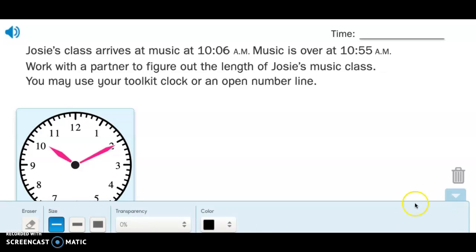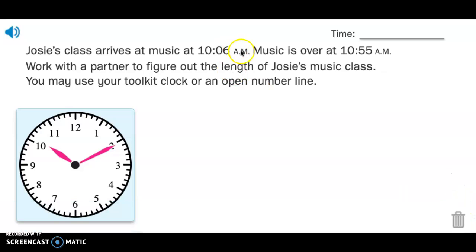The important thing to know here is that it starts at 10:06 a.m. and it ends at 10:55 a.m. So it's both in the morning. It's the same 10 o'clock hour. So we know that we're just going to have a class that is a few minutes long because our hour stays the same in the a.m.